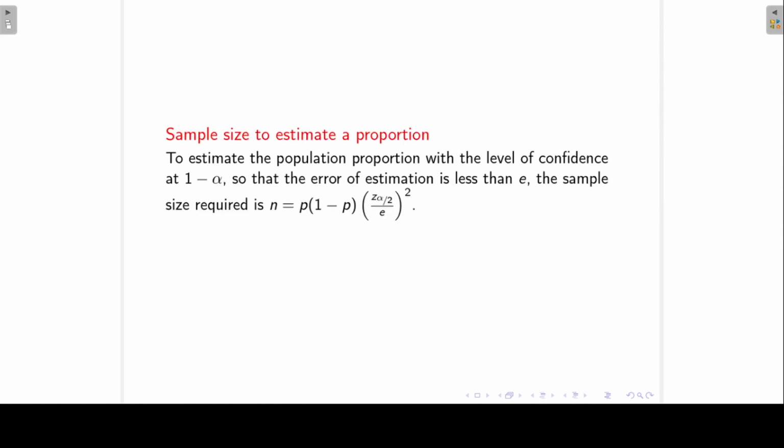Okay, to summarize this in general, to estimate the population proportion with the level of confidence at 1 minus alpha, so that the error of estimation is less than a factor E, the sample size required is equal to P(1 minus P) times the square of Z_(alpha over 2) divided by E.